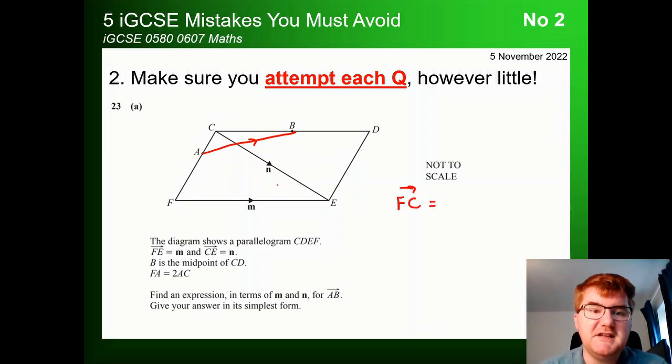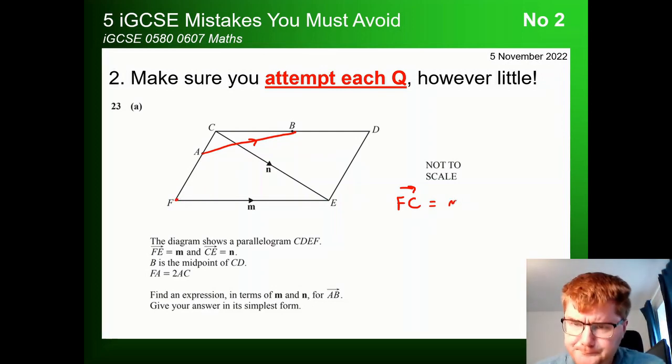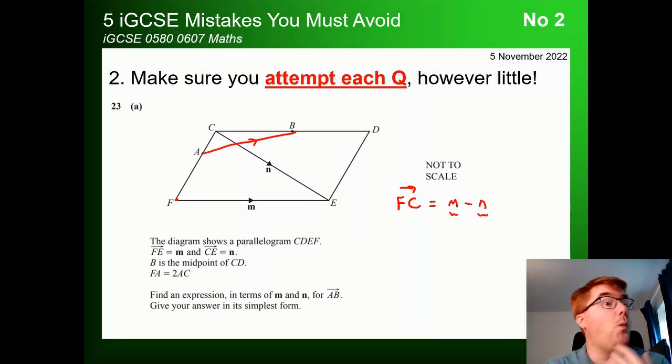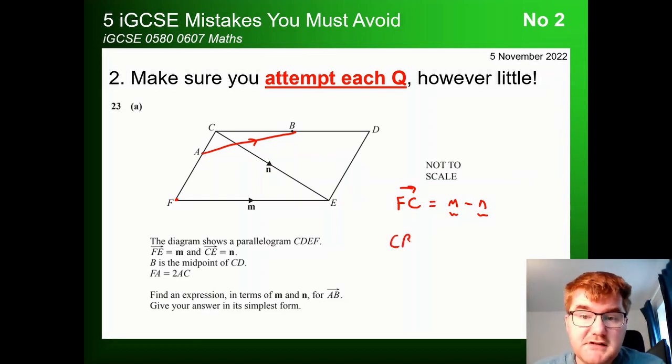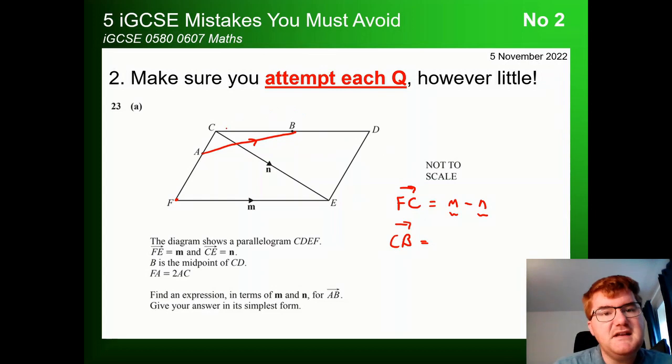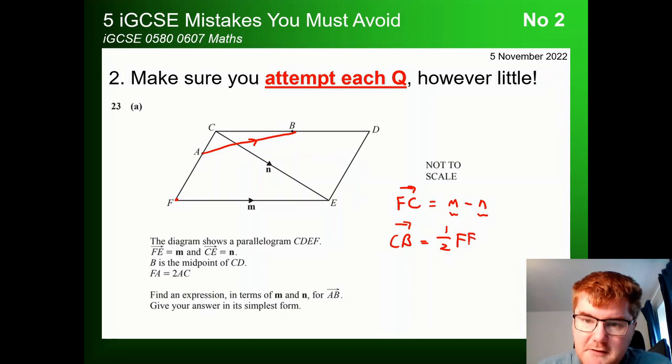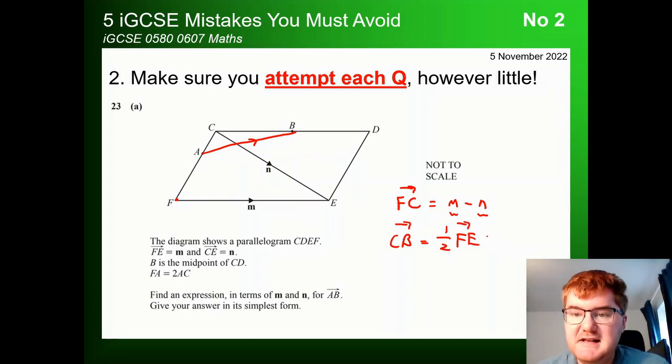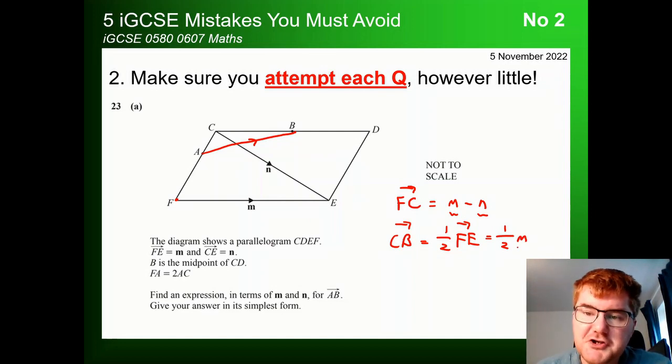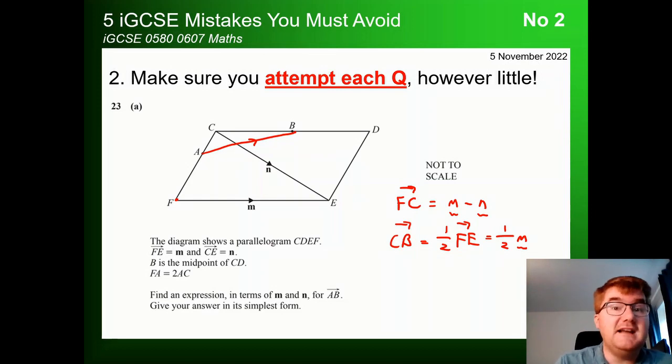So you could write down the FC. So how do we go from F to C? Well, we go m and then minus n. So just writing that down could give you one of those marks. Alternatively, you may want to write down the vector CB. That could also be useful for this calculation. And well, CB, that's going to be half of FE. So we can write that down. And we know what the vector FE already is here. It's a half m. So I'm not going to complete this question in its entirety, but my key point here is writing down something fairly straightforward that could help you get that extra 1 or 2 marks that could make the difference between one grade or the other.